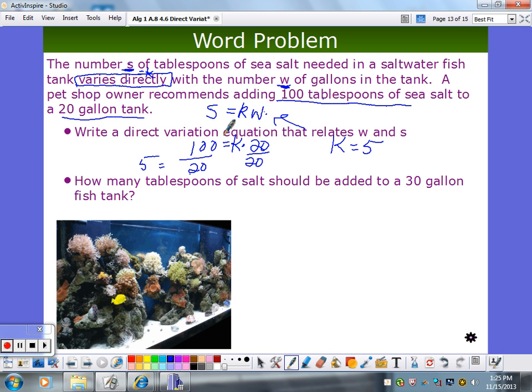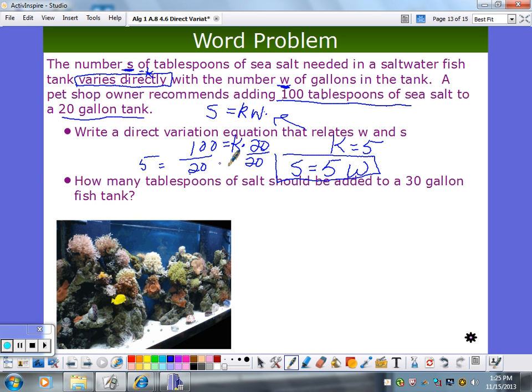Working with these now. S equals K. What's K? W. And if you said Y and X, that's fine. You just have to remember that Y was the salt and X was the water. I personally think it's easier to give more meaningful variables when you're doing the word problem, because that's how I know to put the salt here and the gallons of water here. So by using these labels, I now have a general equation.